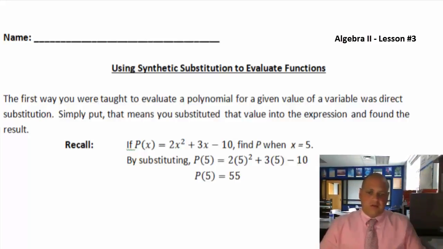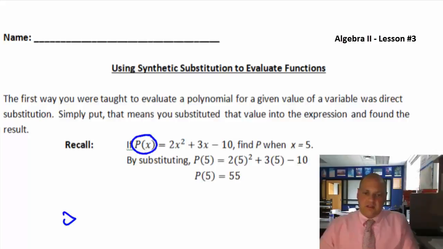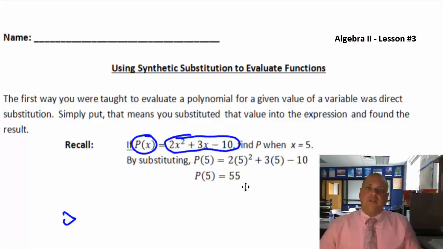You see here on your screen, you've got p of x, and that equals 2x squared plus 3x minus 10. You don't have to circle that on your paper. You want to find p when x equals 5. So p of 5: plug it in, add, subtract, and you get p of 5 equals 55. We've done that.